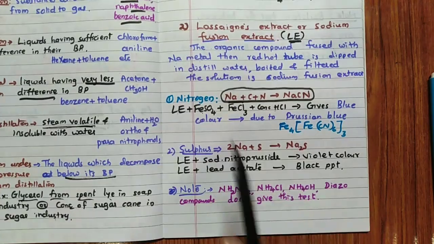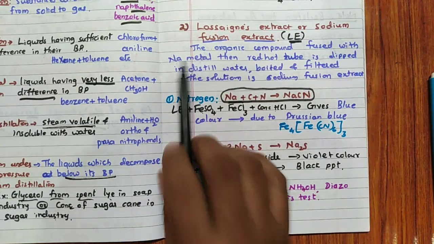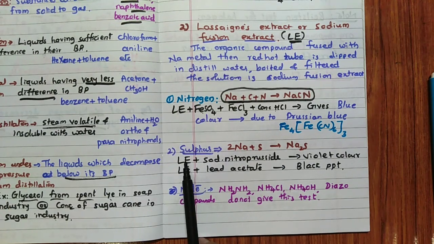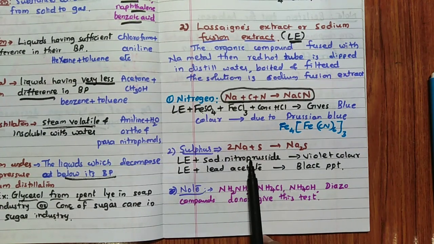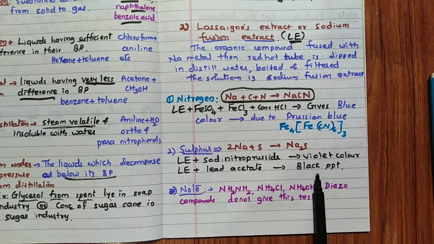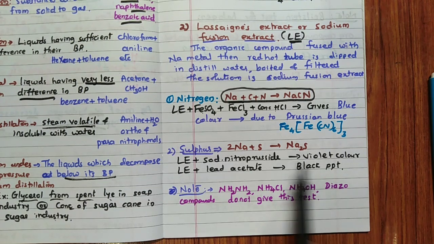Then sulfur. Sulfur present in the organic compound, when you heat it with sodium metal, is converted into Na2S. So Lassaigne's extract has Na2S now. With sodium nitroprusside, a violet color is formed. Or Lassaigne's extract with lead acetate gives a black precipitate. It indicates the presence of sulfur.